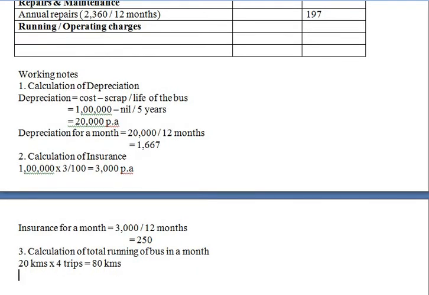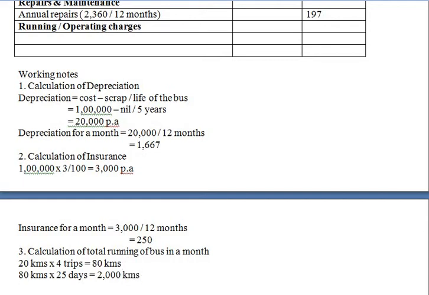The second step is per day bus will run for 80 kilometers. Now we are calculating it for a month. For that particular month, it works for 25 days. Bus will be on road for 25 days. So 80 kilometers into 25 days, so 2000 kilometers.